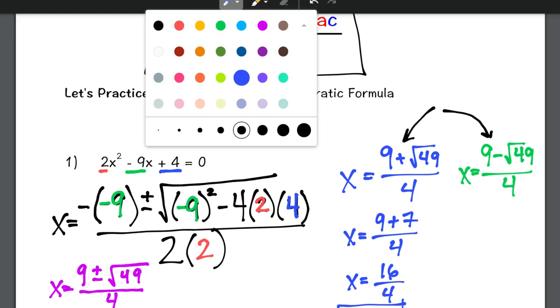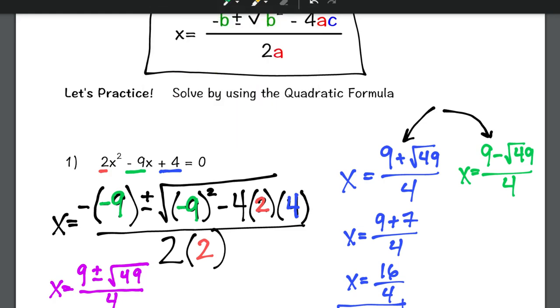Now I find my second by doing the same thing, but with that negative. So it's going to be x is equal to 9 minus 7 over 4. X is equal to 2 over 4. And last but not least, x is equal to 1 half as my simplified solution.